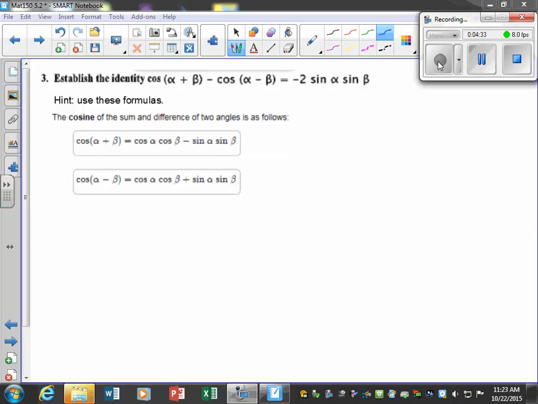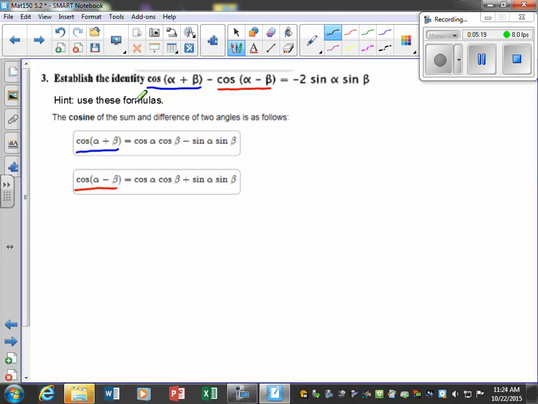Okay, our next problem is a little bit different. This time they tell us to establish the identity. So we want to take this left-hand side and verify that it equals what this right-hand side is equivalent to. The hint says to use these formulas. We have our cosine sum and difference formulas, and I can clearly see that this is cosine of alpha plus beta. So in this position, I'm going to write this side, subtract, and then in this position, I'm going to write what this is equivalent to.